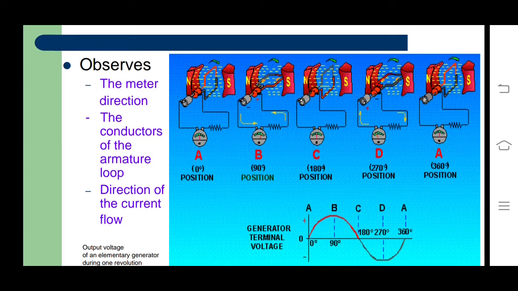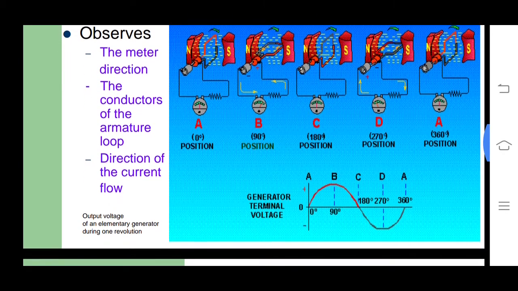And at position B, the flux cutting is maximum in positive, and at C the flux cutting is 0, so EMF is 0 in the meter. At D the flux cutting is maximum but in reverse direction, so at D maximum negative. Again A.